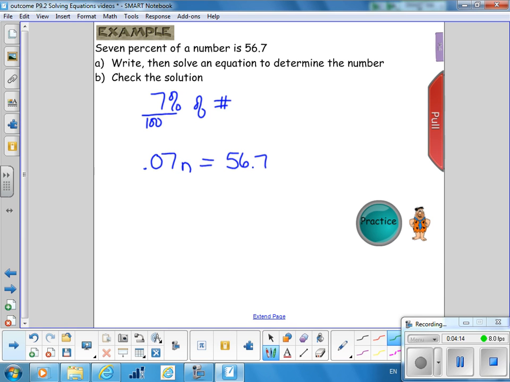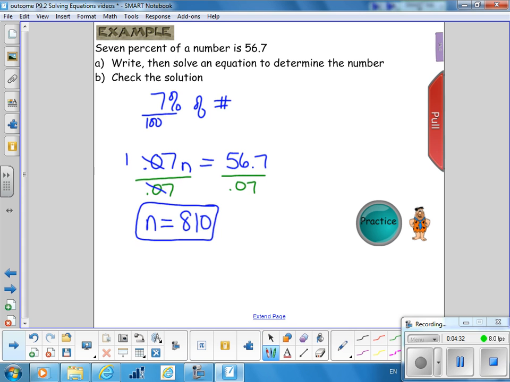Right now we have multiplication. The inverse of multiplication is division. So 0.07 divided by 0.07 is 1. So we just have n. 56.7 divided by 0.07 is 810. So we're saying the original number was 810.